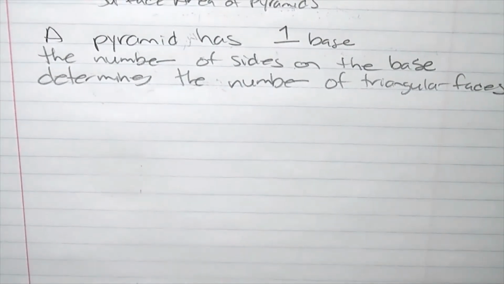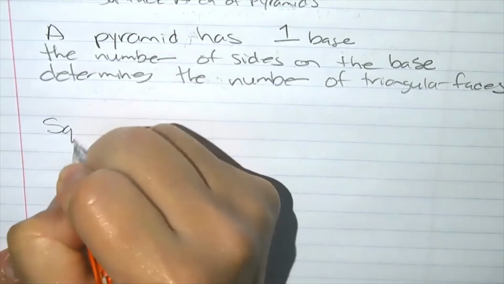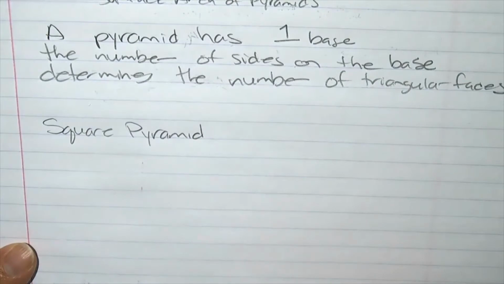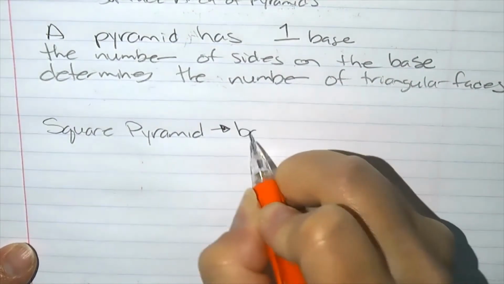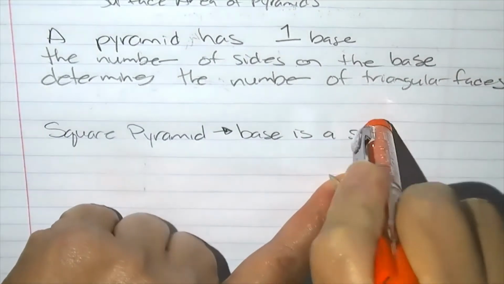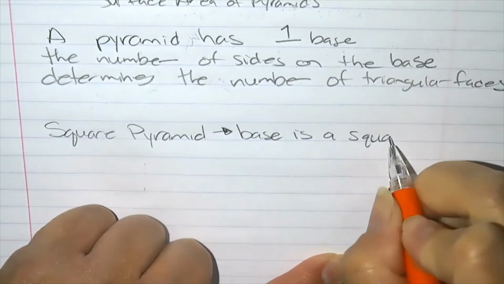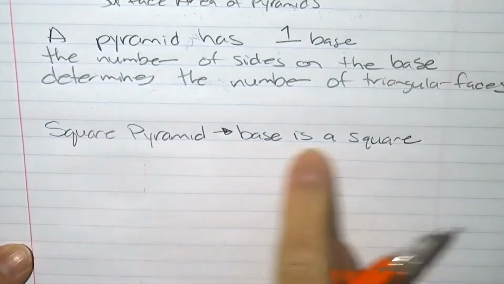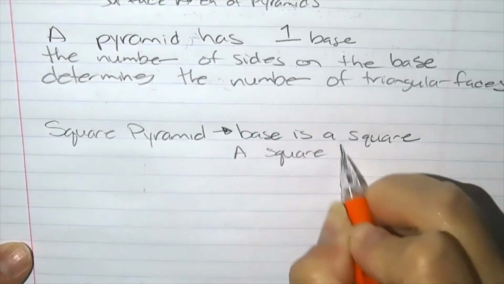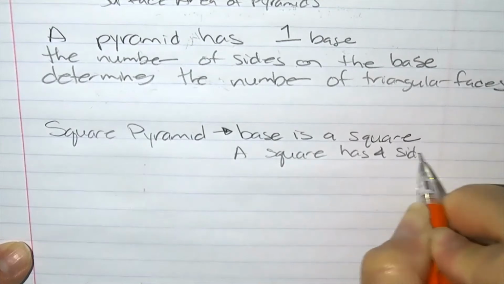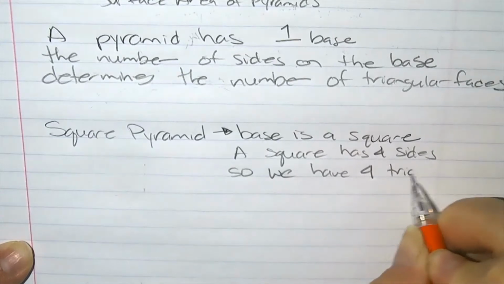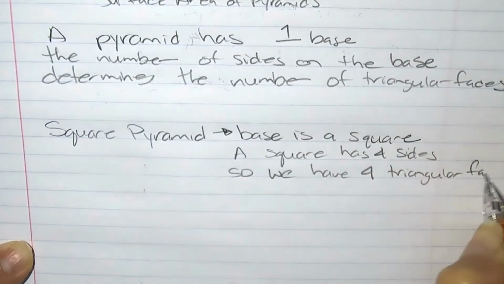So the first thing we're going to work with is a square pyramid. In a square pyramid, the base is a square. What a surprise. A square has 4 sides, so we have 4 triangular faces.